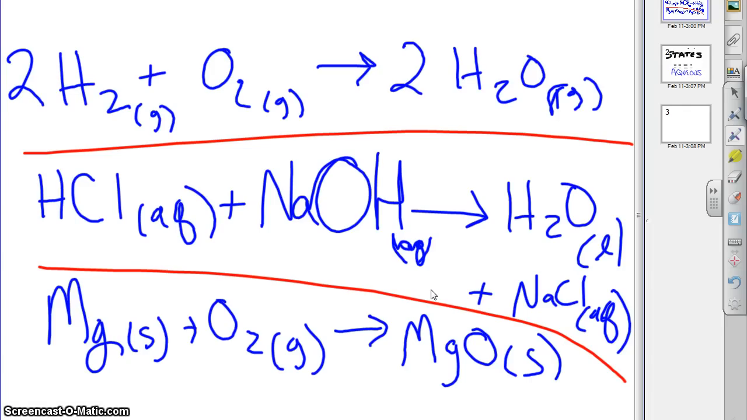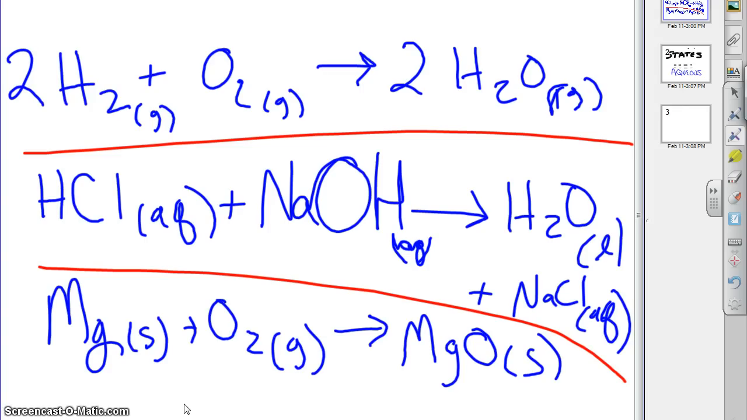And aqueous sodium chloride. And on the final example, like this is what we saw in our synthesis reaction, magnesium ribbon is solid. In the presence of oxygen burns to make another different solid, magnesium oxide solid. And those are what states mean.